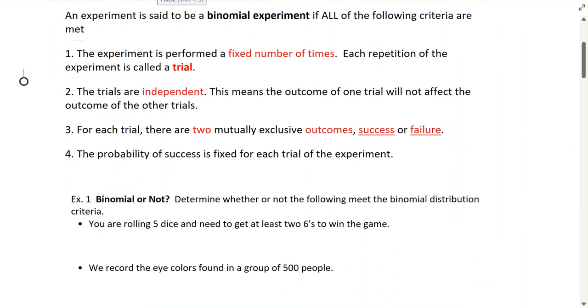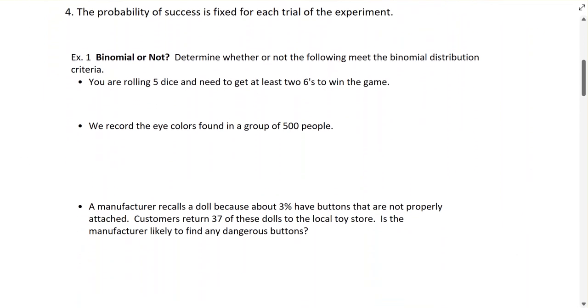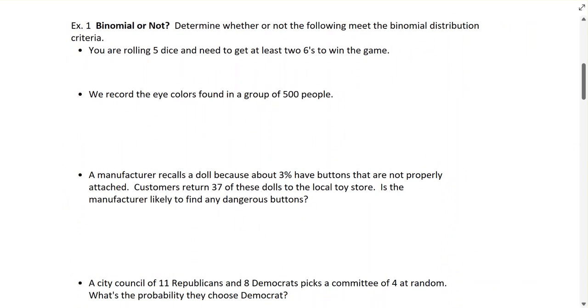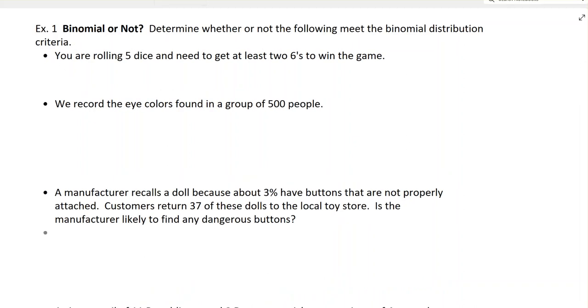So because of that, let's look at an example here and let's determine whether each of these examples meets the binomial distribution criteria. So the first example says that we are rolling 5 dice and we need to get at least two sixes to win the game. So I have 5 dice. I'm going to roll the 5 dice, and if 2 of those dice have 6s on them, I win the game.